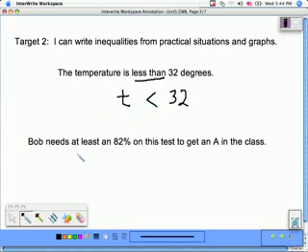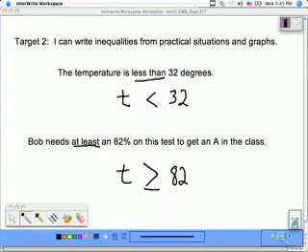Down here, we have a little bit harder situation. Bob needs at least an 82% on his test to get an A. The thing we don't know is his test grade. Now, he needs at least an 82%. At least means it could be equal to or greater than. So we use a greater than or equal to sign, 82. So his test has to be greater than or equal to an 82 for him to get an A in the class.